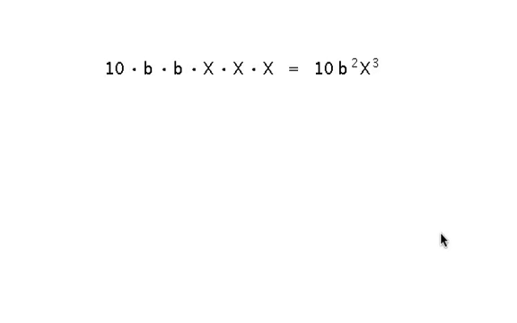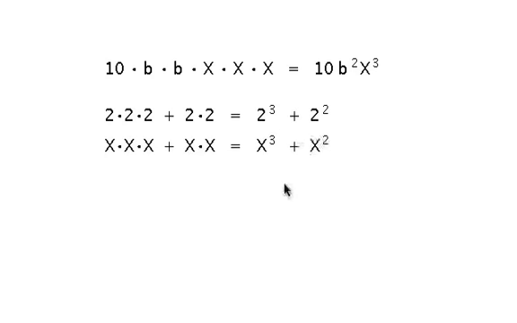And the powers rule also applies to variables. So b times b is b squared, x times x is x cubed. But the rules only apply to multiplication and division. So if there's addition and subtraction, you can't combine them. There still has to be 2 cubed plus 2 squared, x cubed plus x squared.